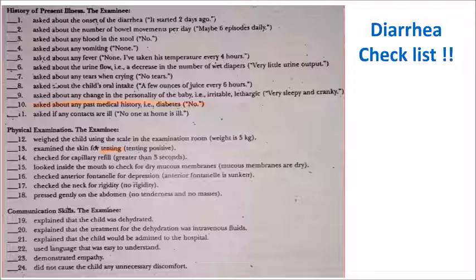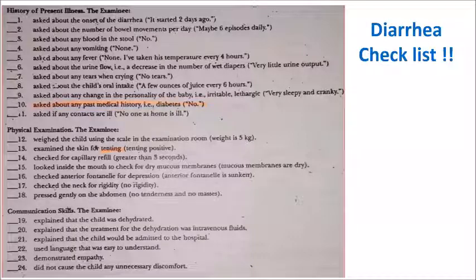Especially in the proxy station, you need to ask some questions that identify the signs, that means features of dehydration. You are asking in the history, but actually you are getting some findings of the clinical examination also, like tears, irritable appearance, napping during the day. And urine is not a finding. Urine is just a question; you will ask the mother about urine output.